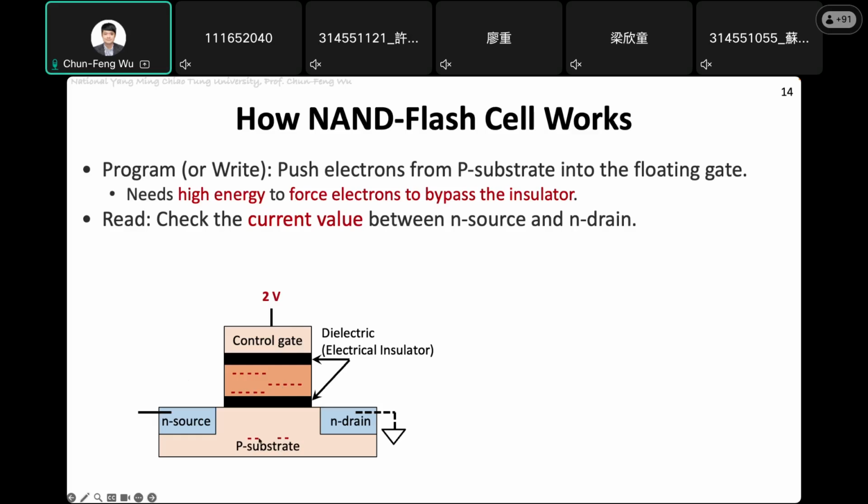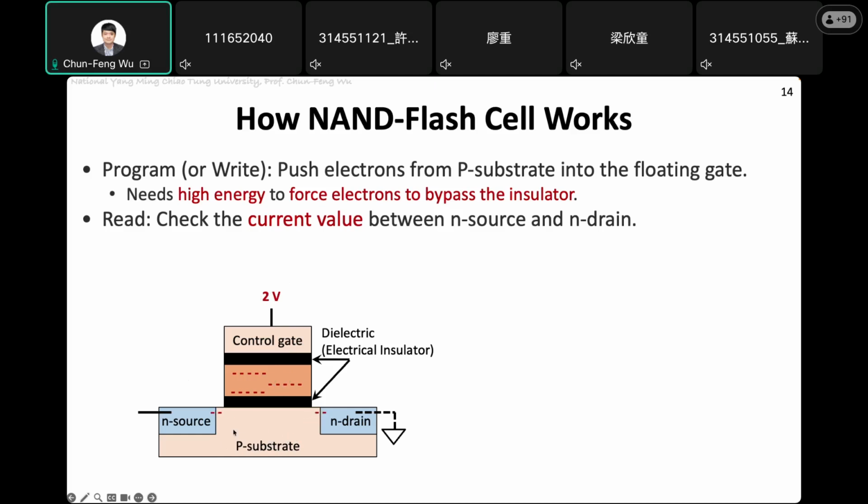We will activate very few delocalized electrons from the P substrate. Because there is only 2 volt, those electrons cannot get enough energy to cross through the dielectric layer. The reason in the prior example the electron can cross through the dielectric layer is that it gets 20 volt. 20 volt is a super high voltage, but 2 volt is too small. So this 2 volt cannot let the electrons get through the dielectric layer.